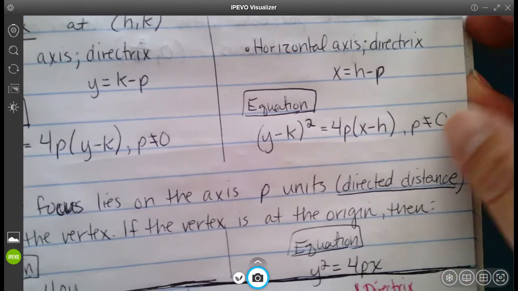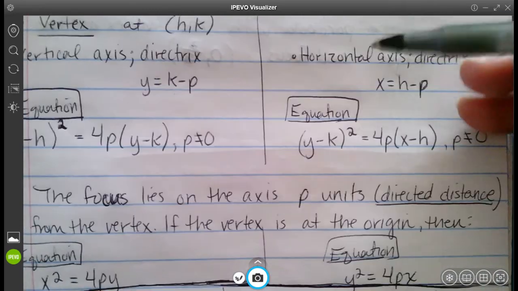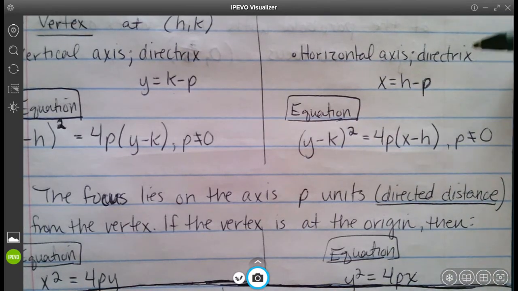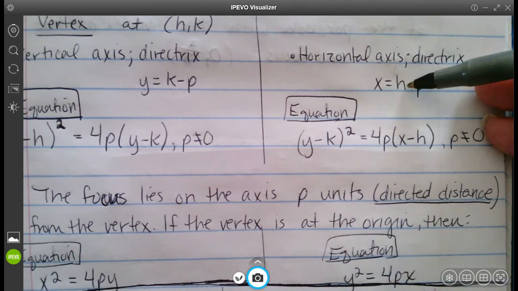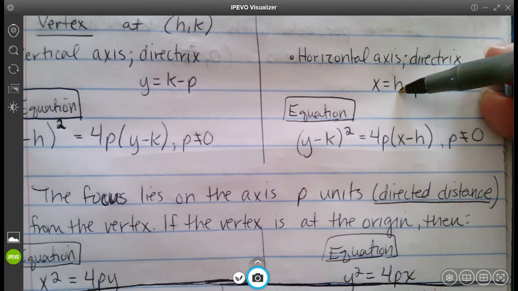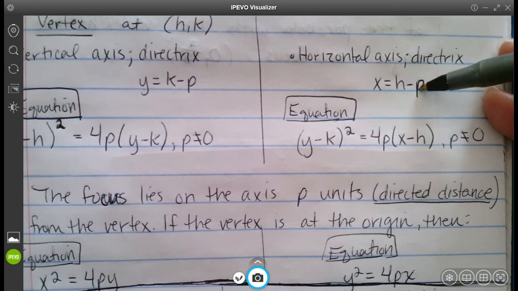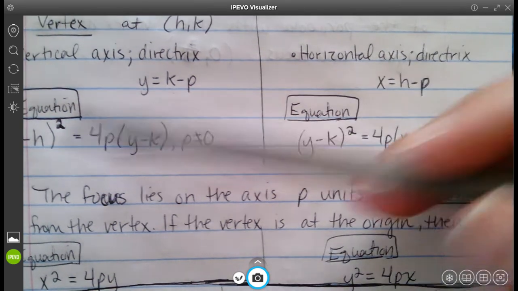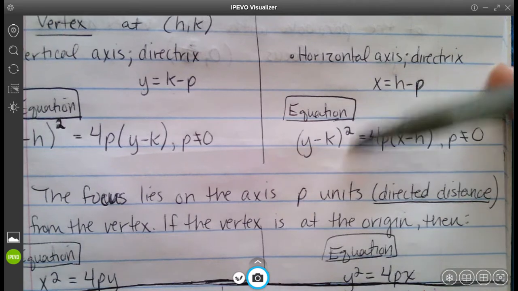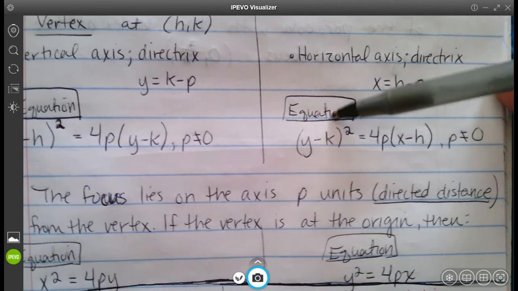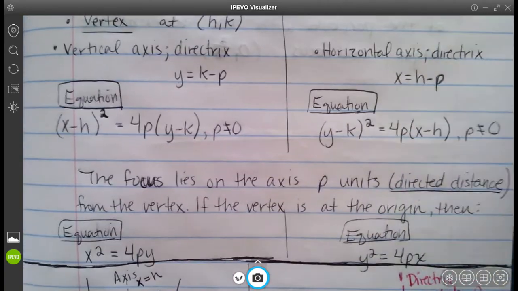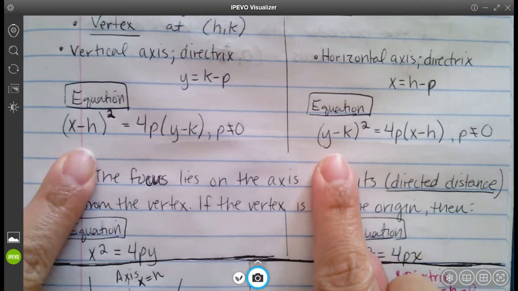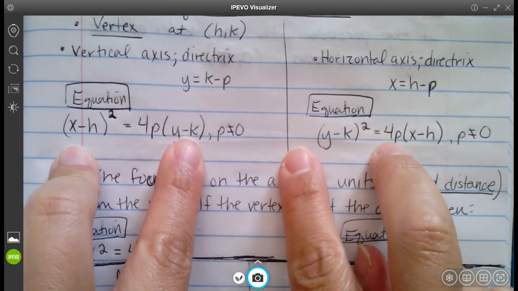We have something similar on this side, and I'll zoom out right now so you can copy it, with a horizontal axis. So in this one, the parabola will go sideways, and you have x = h - p. So it's like the vertex plus or minus the p, depending on what your distance is. And of course, instead of it being (x - h), now we have (y - k), because this one is going sideways. So these just swap places a little bit. You'll notice that these are pretty similar, but now these two swap places.